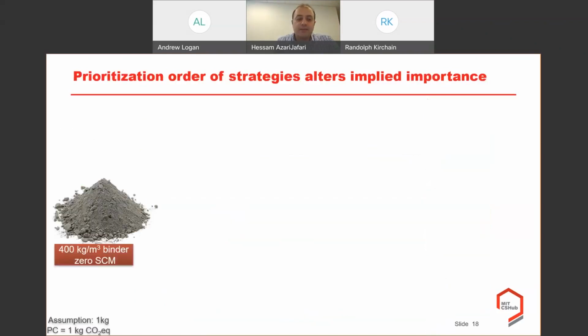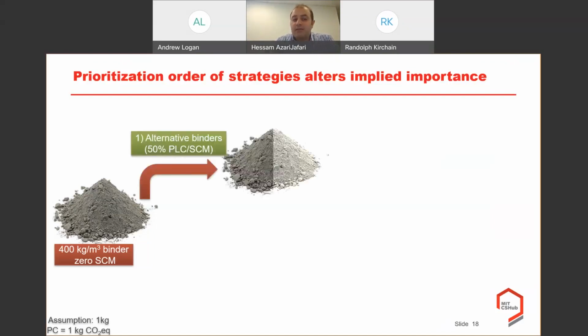So to give you a simple example for concrete, imagine that you have a concrete mixture, where 400 kilograms of Portland cement is being used per cubic meter of concrete, and we don't have any SCM. And we assume, for simplification, that 1 kilogram Portland cement is equal to 1 kilogram CO2 emissions. Once we implement, for example, alternative binders, 50% Portland limestone cement or supplementary cementitious materials, we will remove half of this emission, so we have 200 kilogram savings of GHG per cubic meter concrete.